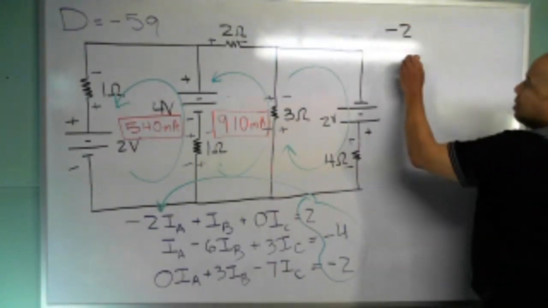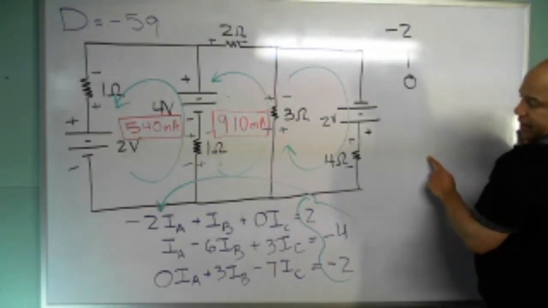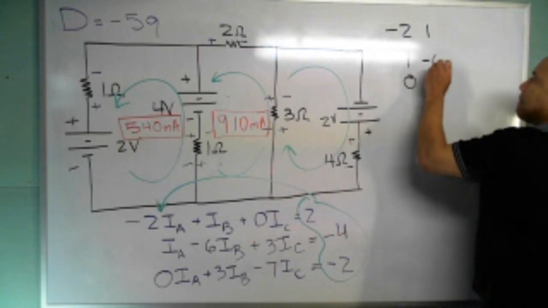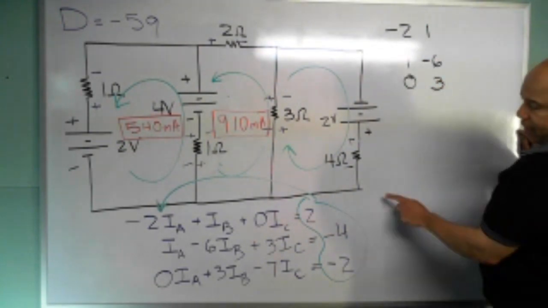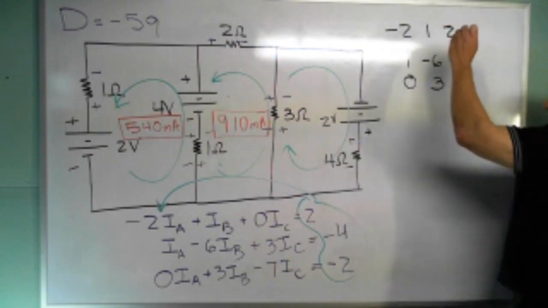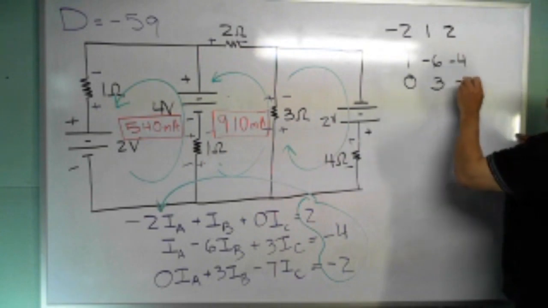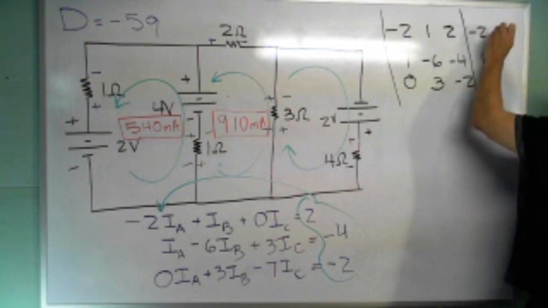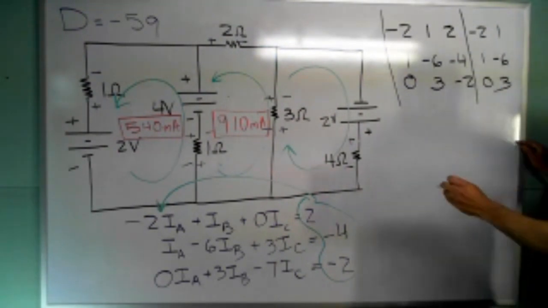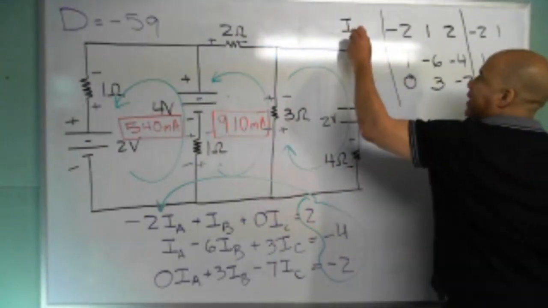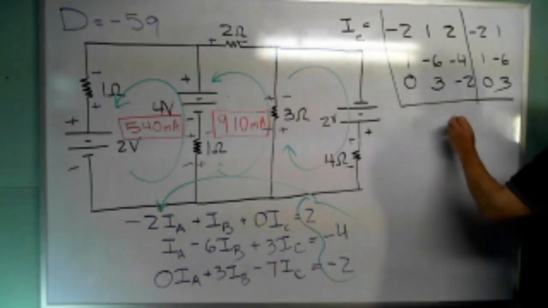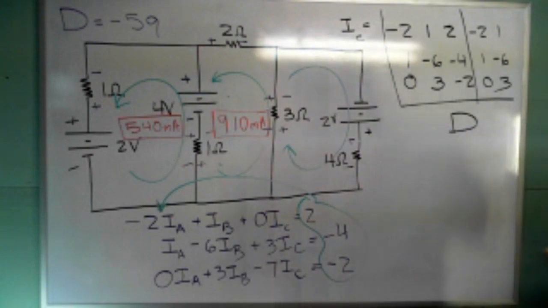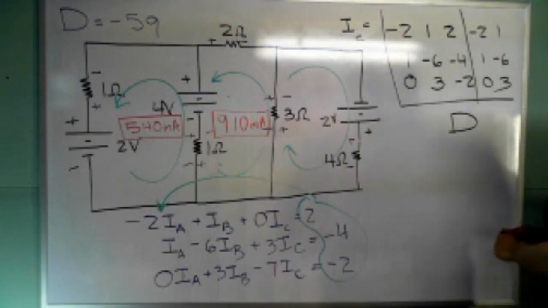-2, a 1, and a 0. I got a 1, -6, and a 3. I got a 0. I got a 2, -4, and a -2. And I'm going to repeat. And this is going to be for IC. I got to divide all of this by D. Let me know when you got a value for IC.